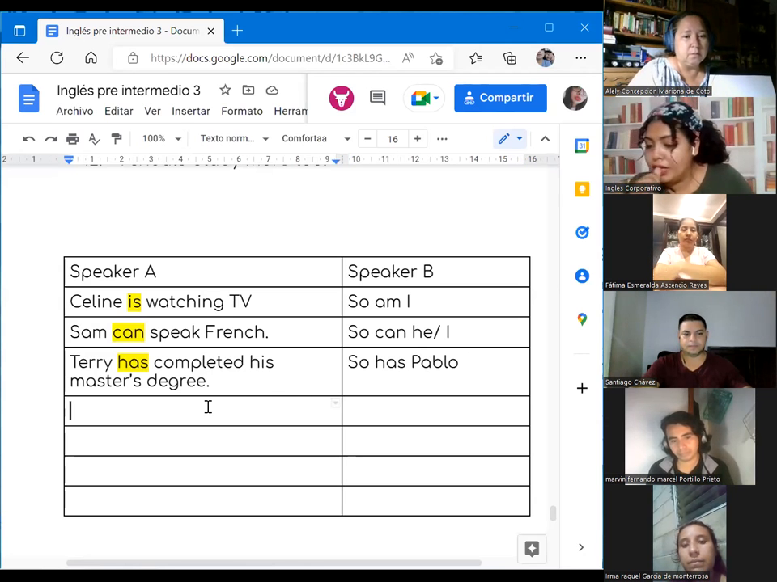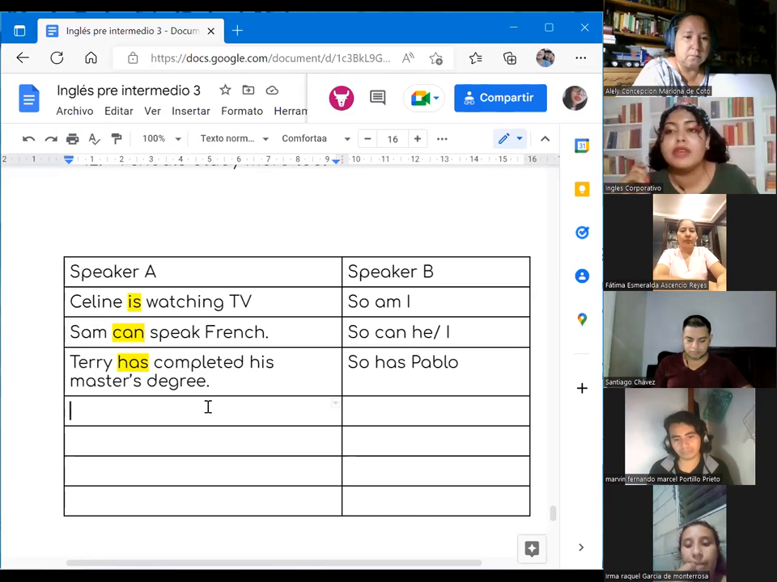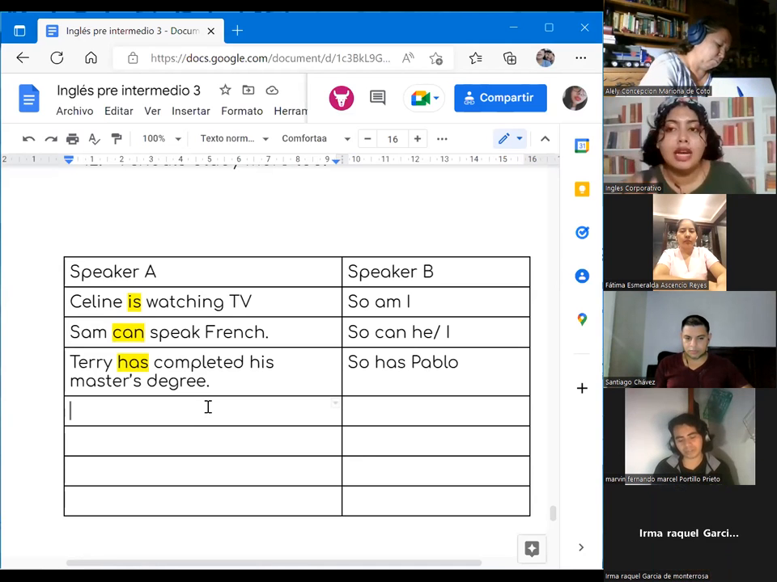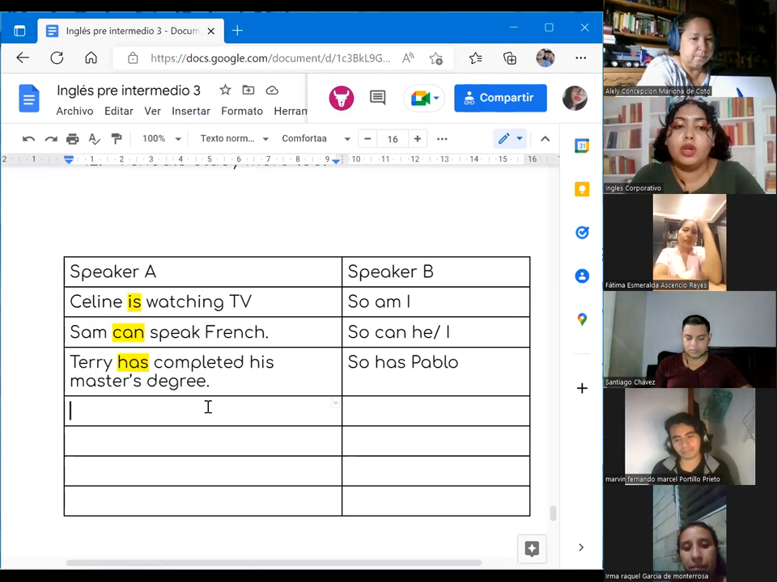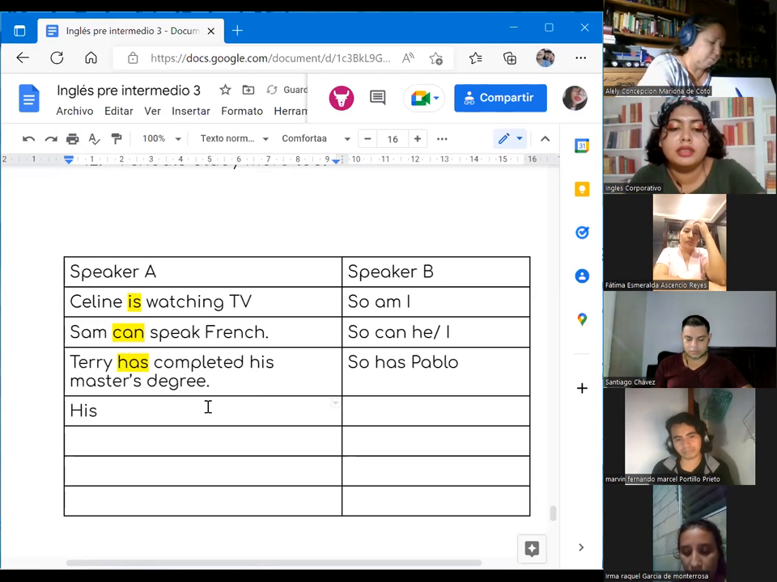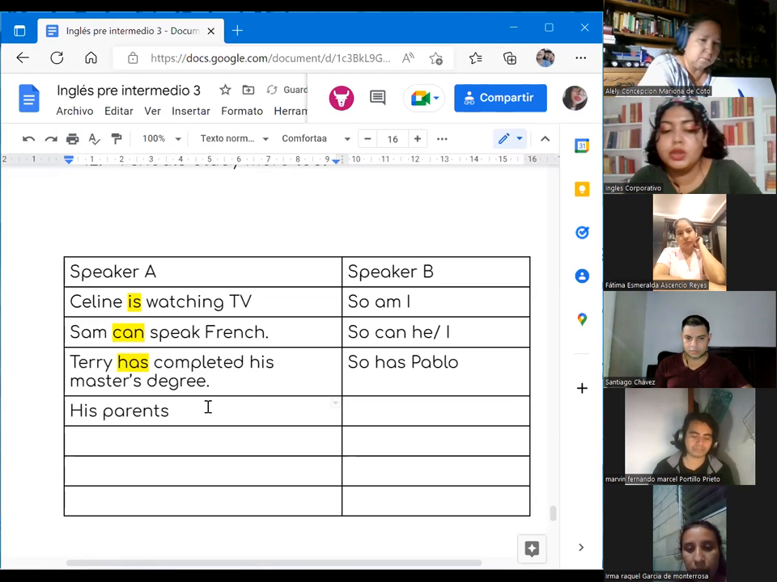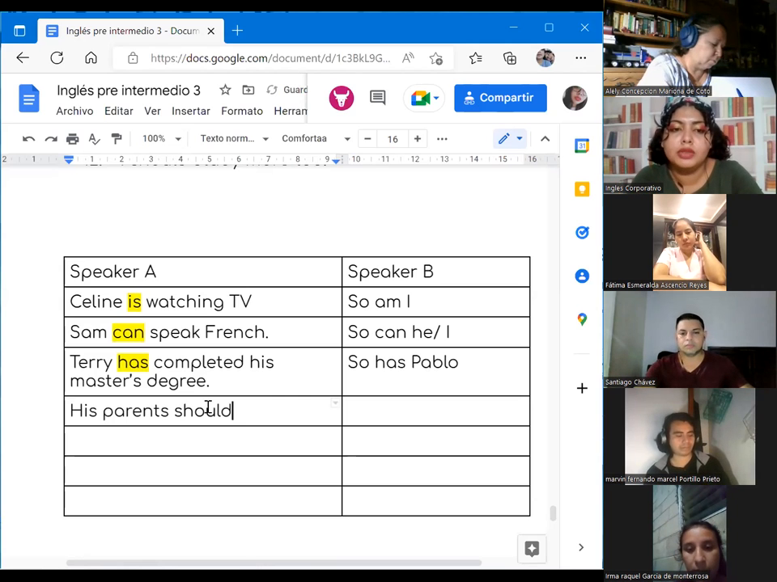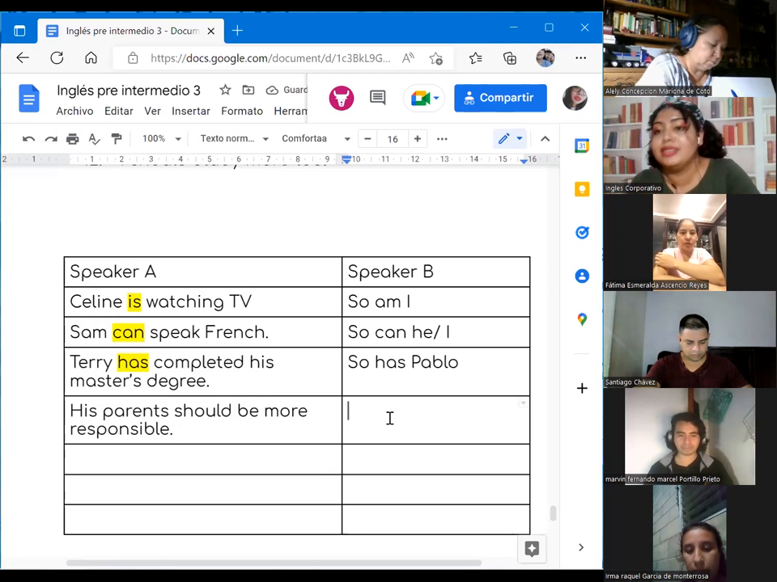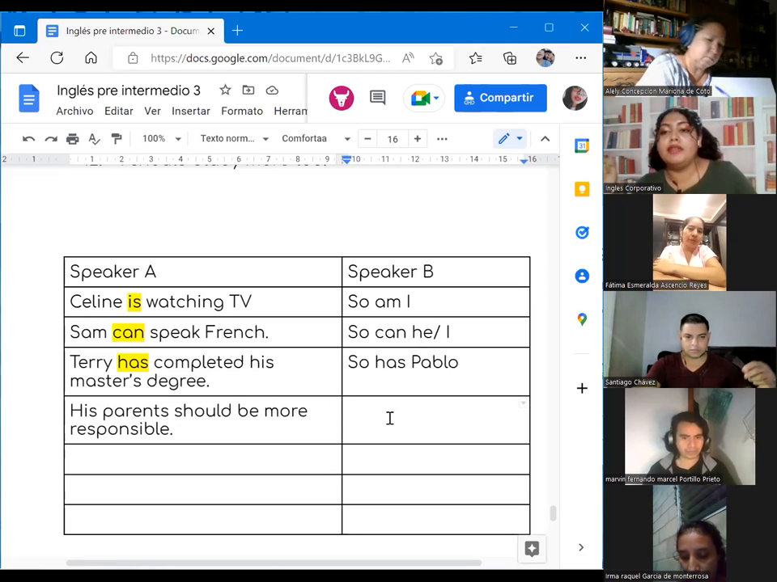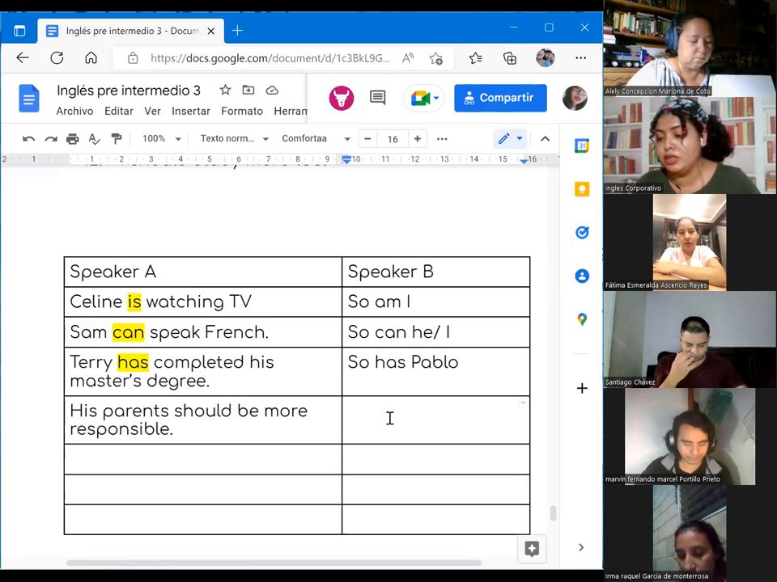Then, we have another one. His parents, his, de él. His parents should be more responsible. He is our subject. No tenemos el nombre de esta persona, pero sabemos que es él. So in this case, his parents should, in this case, should is the auxiliary, should be more responsible. Sus padres deberían de ser más responsables. ¿Sus padres de quién? We don't know. We can have a name, but in this case, we don't know who this person is.